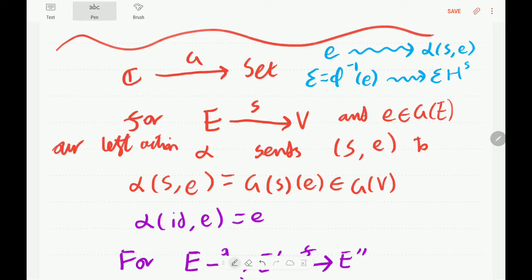So a left action alpha is going to send S, comma E to alpha of S, comma E, which is just G of S of E, which is going to be a member of G of V. So this idea of sending E to alpha of S, comma E is similar. I mean, under the Yoneda correspondence, it's like sending epsilon to epsilon after H of S.